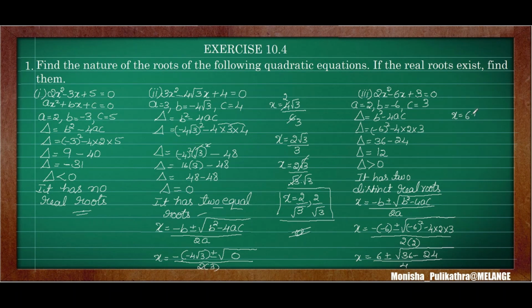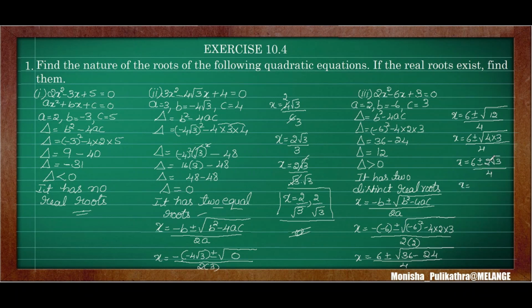x is equal to 6 plus or minus root of 36 minus 24, all divided by 4. We already know that 36 minus 24 is 12. So x is equal to 6 plus or minus root 12, and we can split 12 as 4 times 3. The root of 4 is 2, so if I take 4 outside of the root, it becomes 2. So 6 plus or minus 2 root 3, divided by 4.